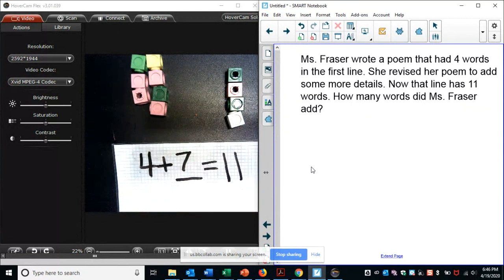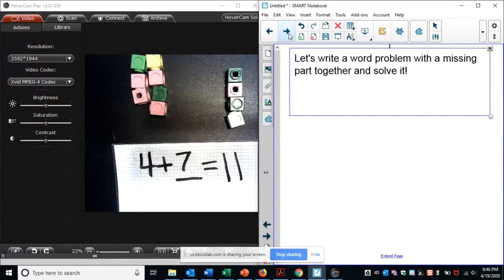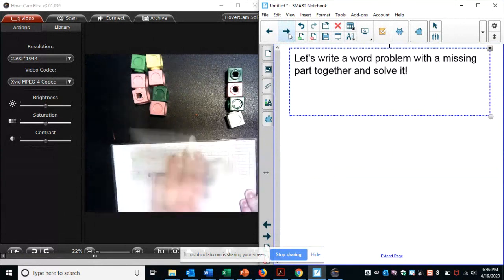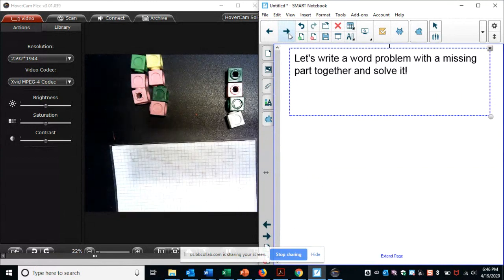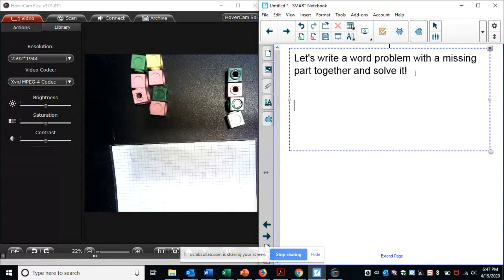That worked. Now, we are going to write our own word problem and solve it. And this is something that I think you can try when you're at home, writing your own word problem. So let's write a word problem with a missing part together and solve it. So let's think, maybe, I'll keep with Miss Fraser and her pizza poem.